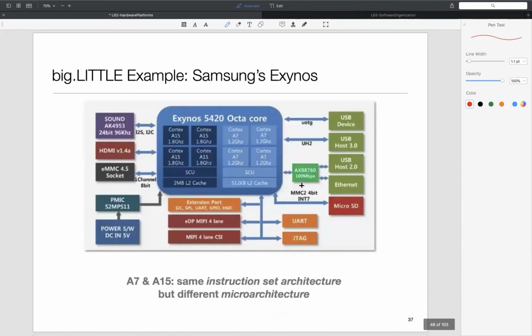So this is an example of a big.LITTLE chip. It's a few years old, but essentially you would see the same thing with newer chips. In this case, you have 4 A15 processors and 4 A7 processors. So A7 are the little ones and A15 are the big ones, okay? Same instruction set, but different microarchitectures.